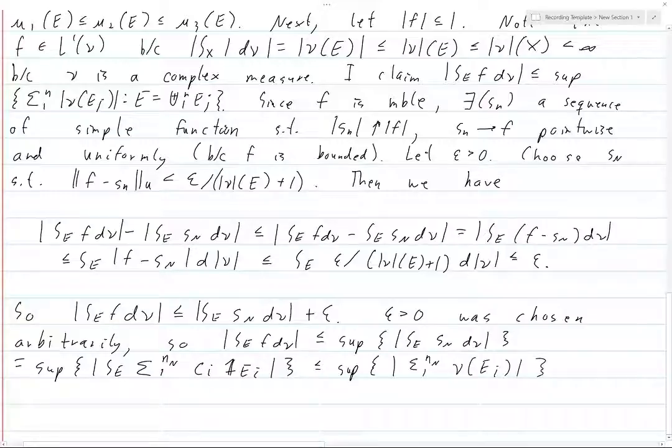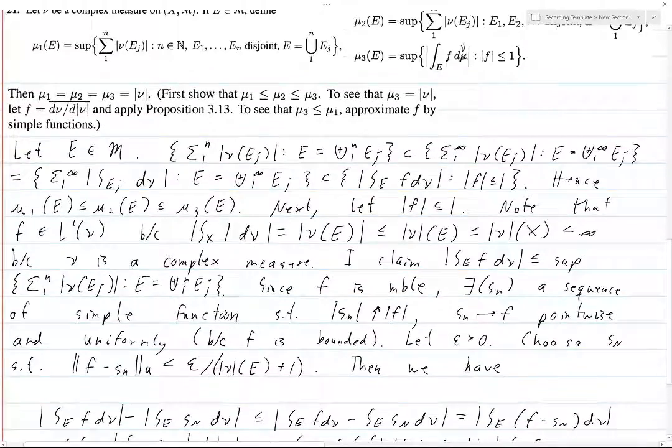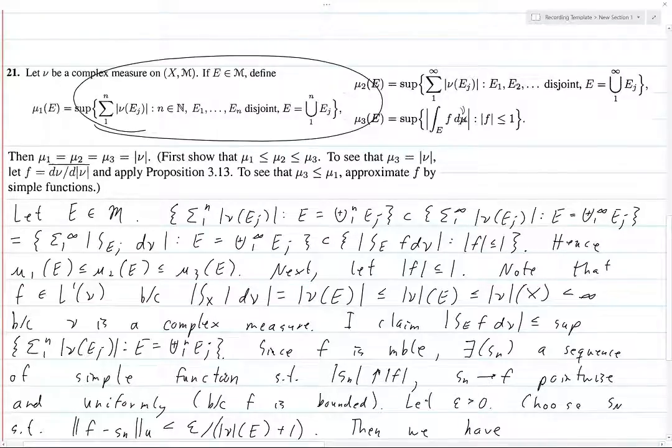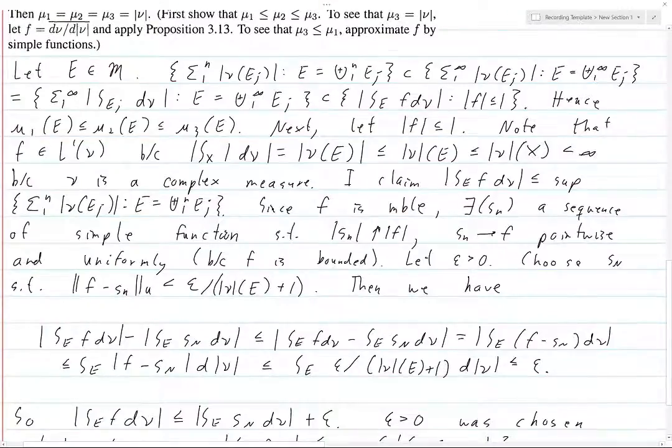Now if we do the normal triangle inequality, this is going to be less than or equal to the supremum of all sums from 1 to, say, now let's just call it n, of the value of nu of E_i. And this is precisely equal to, let me scroll all the way back up to make sure this was exactly what we wanted. Yeah, this is exactly what we wanted: mu 1 of E.